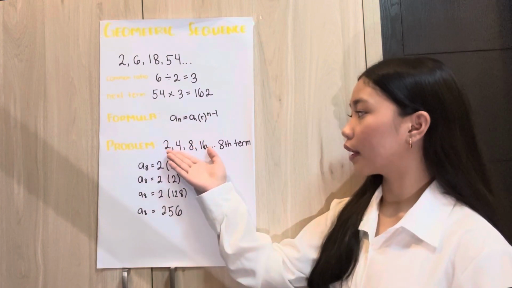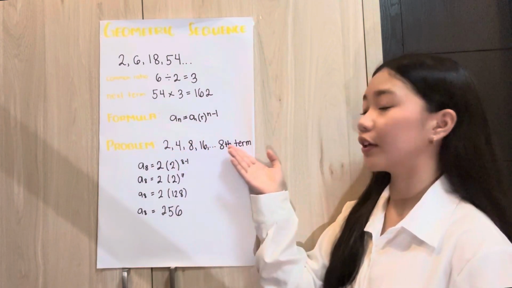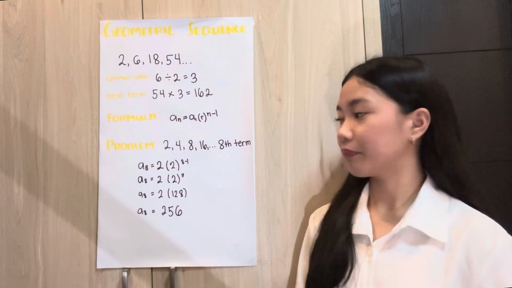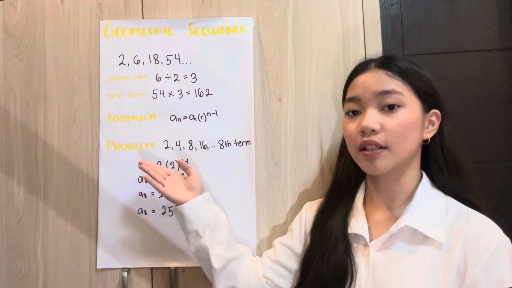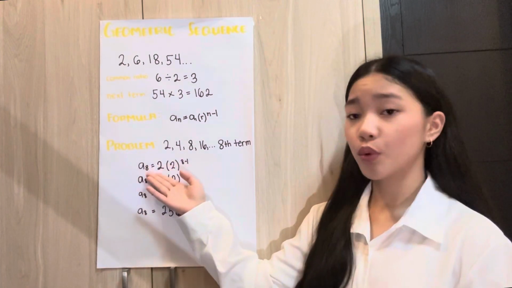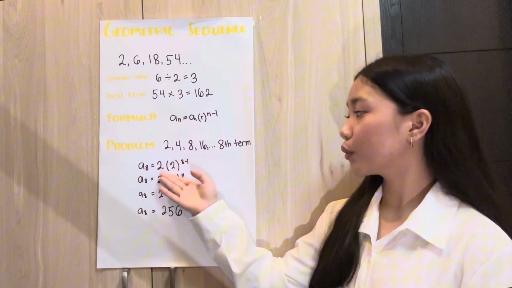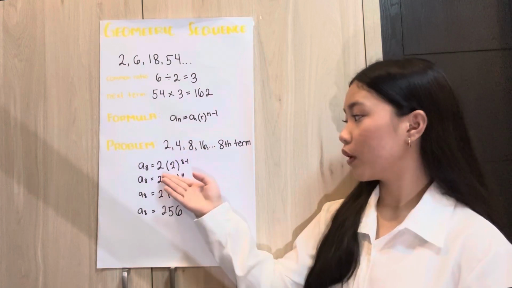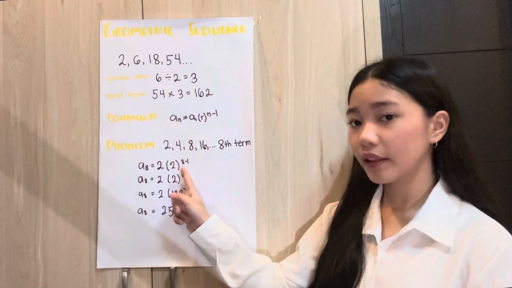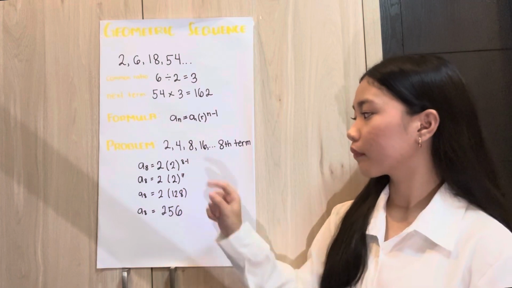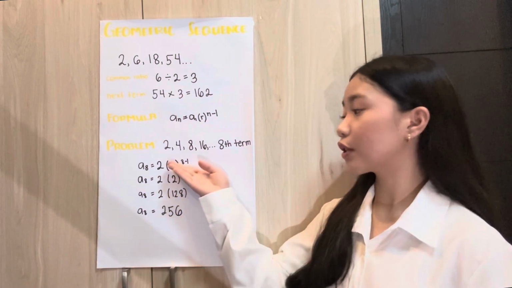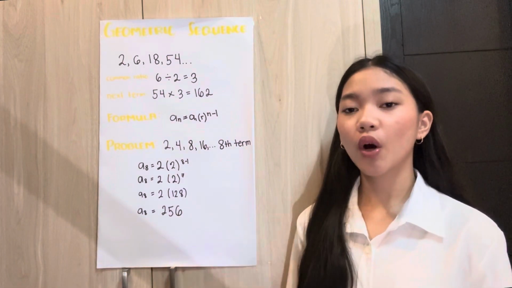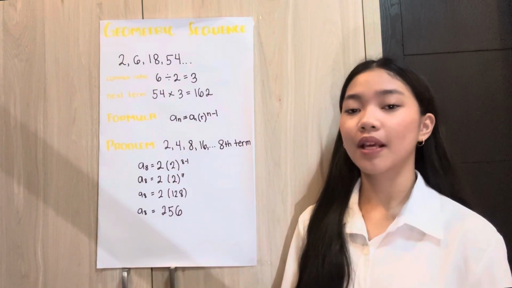Let's apply this formula to this problem: 2, 4, 8, 16, and find the 8th term. The first thing we're going to do is substitute the values into the formula. So, a sub 8, because that's the term we're going to find, and 2, our first term, and 2, our common ratio, because 4 divided by 2 is equal to 2. Then n again, so 8 minus 1. So 8 minus 1 is 7. And after that, we're going to multiply 2 by itself 7 times.